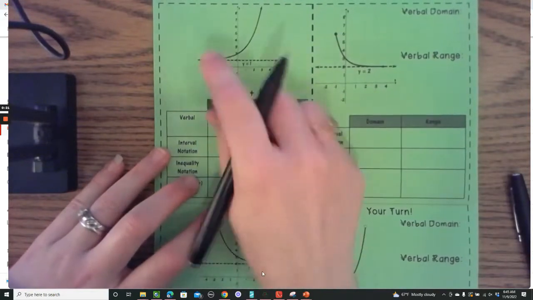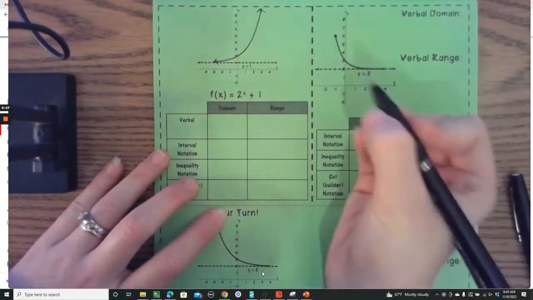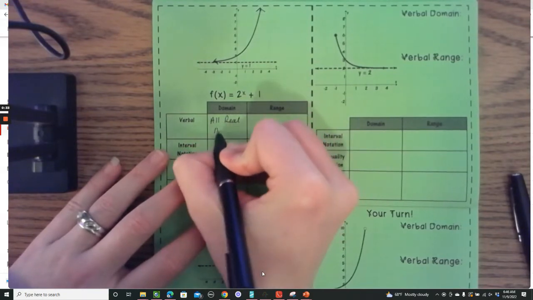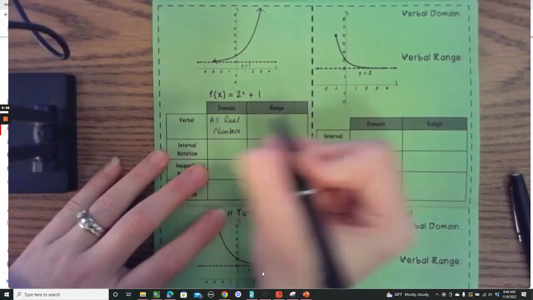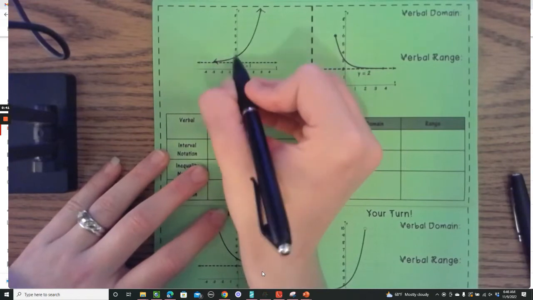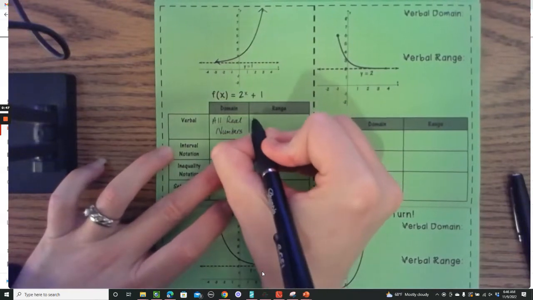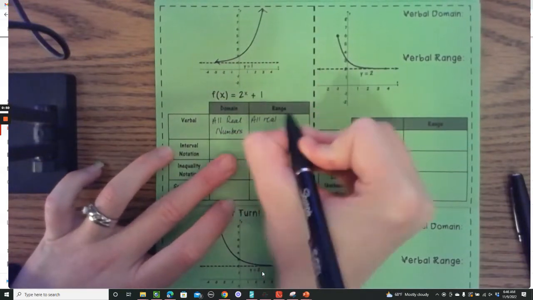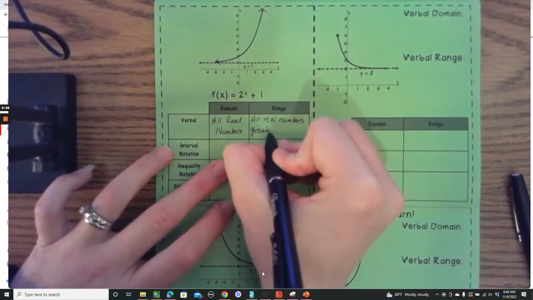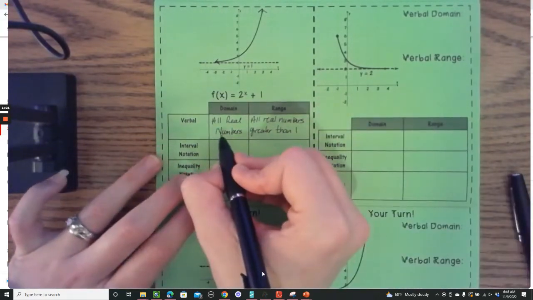And so our domain and range here. We've got arrows on both ends of this, I know they're hard to see here, meaning that our domain is all real numbers. Now, our range is always going to be from this horizontal asymptote up or down. In this case, we're above it, and that asymptote is y equals 1. So our range is going to be all real numbers greater than 1.